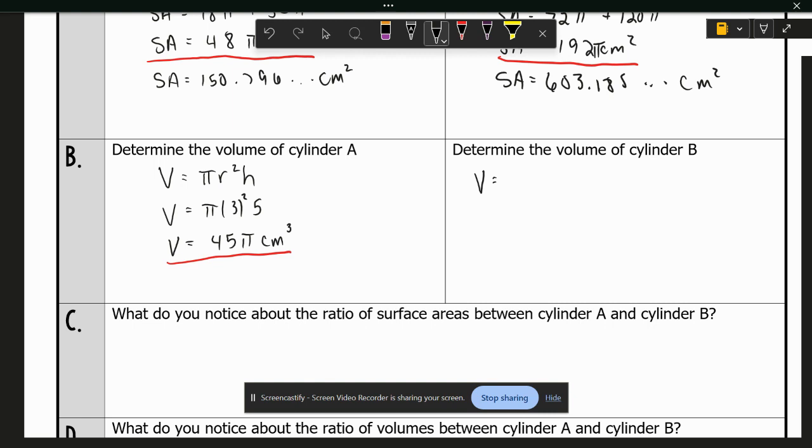So volume of cylinder B, again, volume is equal to pi r squared h. So volume is equal to pi times 6 squared times 10. So volume is equal to 360 pi centimeters cubed.